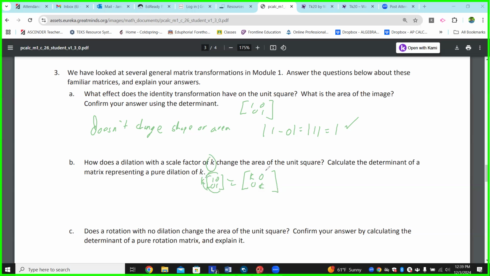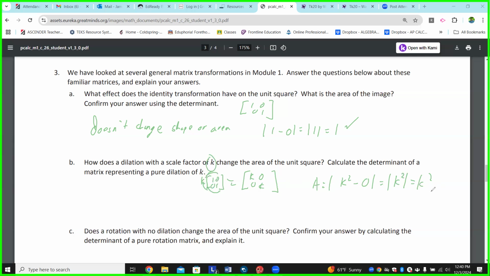What would then be the area of this effect? What's the area if I multiply by K, 0, 0, K? Not just K. What's the formula? A times D. So K times K is K squared. 0 times 0 is still 0. K squared minus 0 is K squared, and then I can just drop the absolute values. So regardless of what the scale factor is, the area will be that squared.